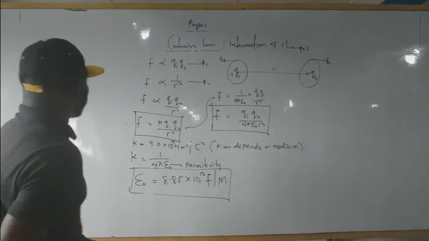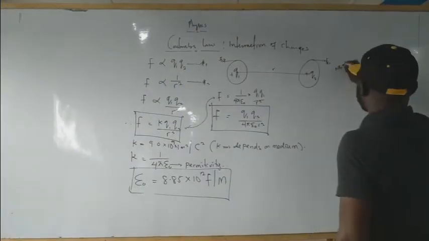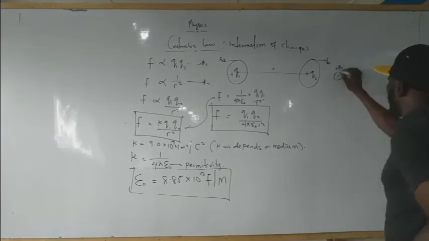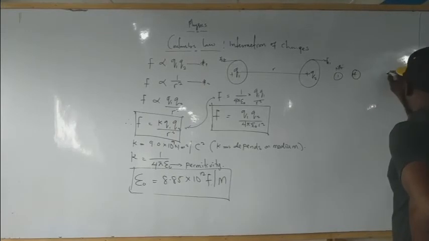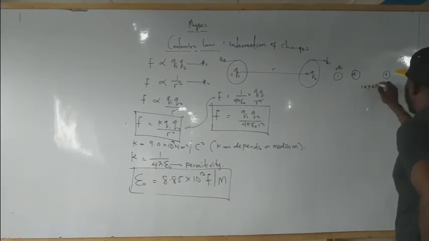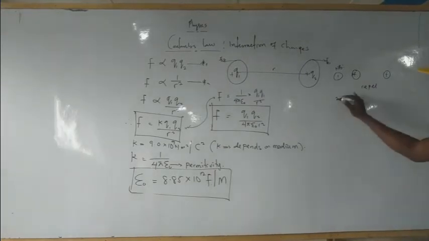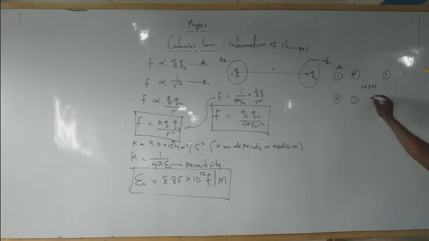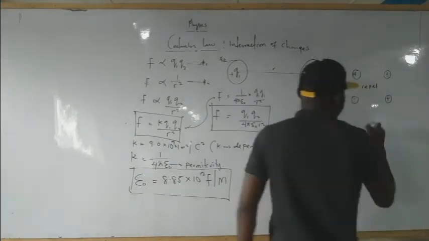Okay, so let's move to the next one. Note this. NB. Note that 1, when you have plus and plus, they will repel. Same charge will repel. Okay. 2, when you have minus and plus, that's negative and positive, we attract.